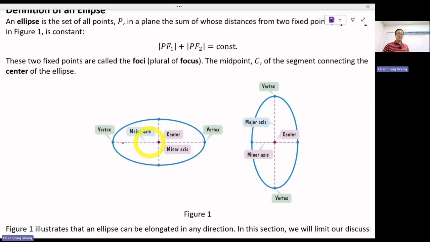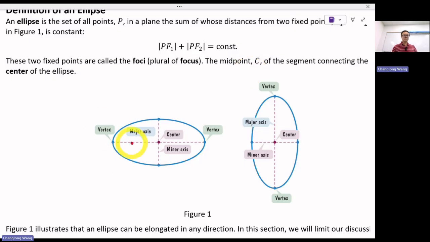Endpoints of the major axis are called the vertices, or vertex for one. But somehow we didn't have a name for the endpoints of the minor axis. Center is just the center of the entire shape. So major axis, minor axis, vertices, things like that. Now, of course, you also have the focus, or the plural form, foci.